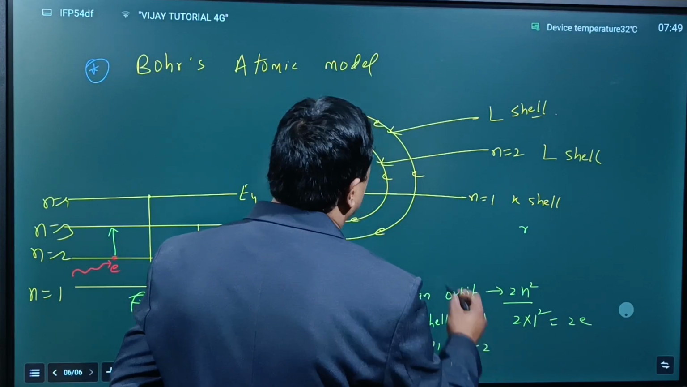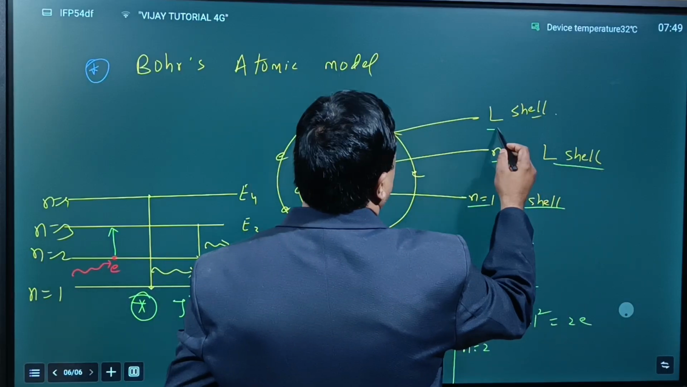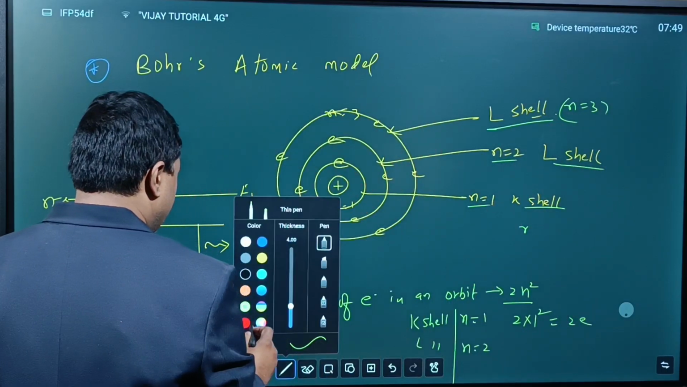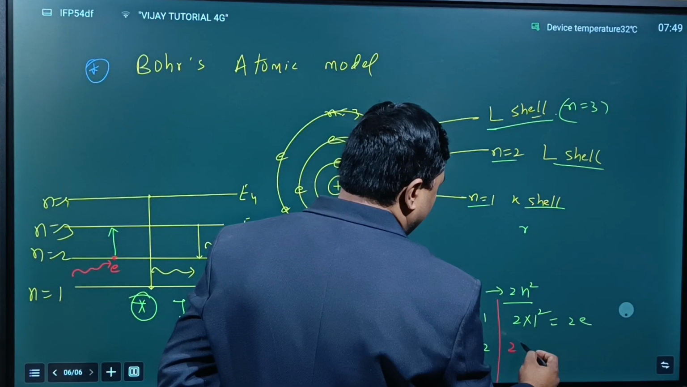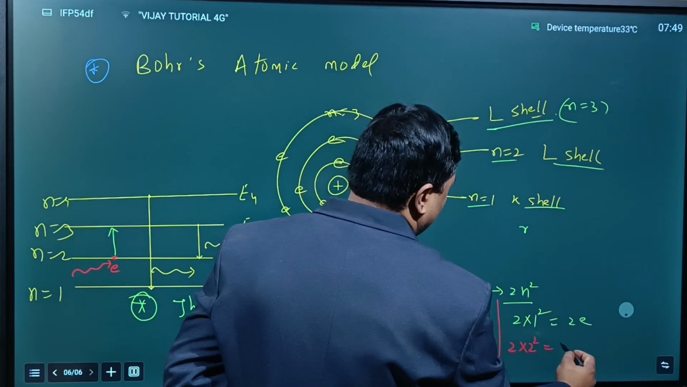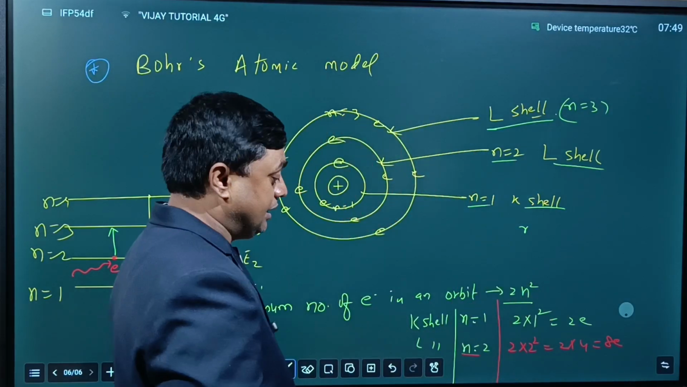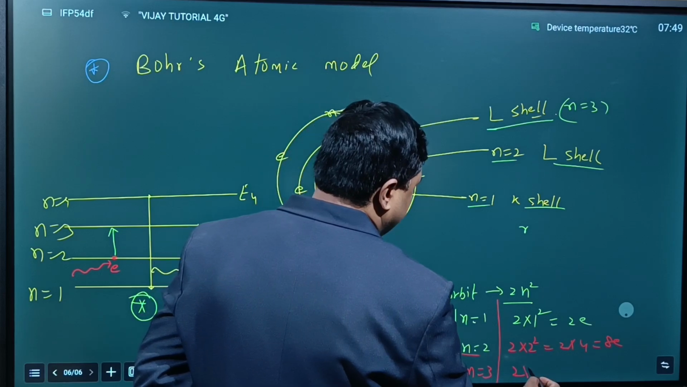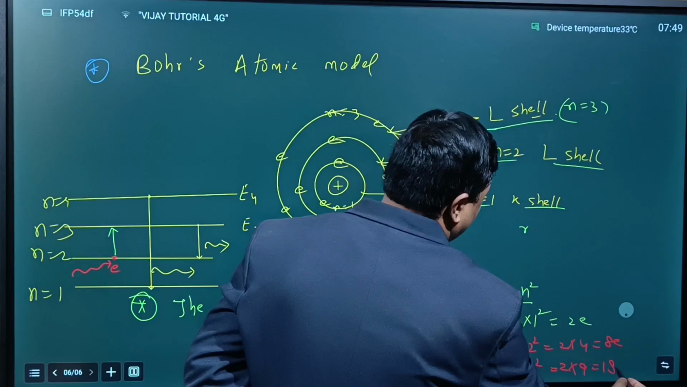2, yes or no? Here you can see n is equal to 1 means K shell, n is equal to 2 means L shell, n is equal to 3 means M shell. So he told that for the second shell the maximum number of electrons is 2 into 2 square, that is 2 into 4, that is 8 electrons. Similarly, for the third shell, n is equal to 3, 2 into 3 square, that is 2 into 9, 18 electrons can be there.